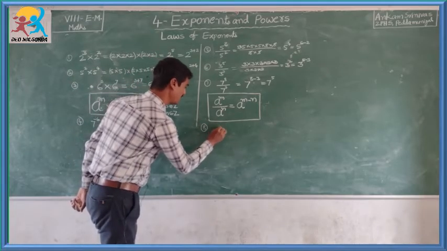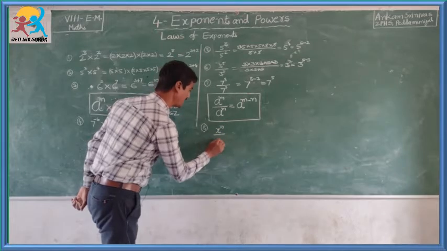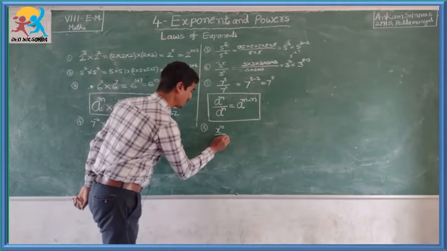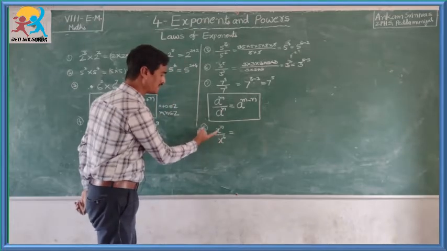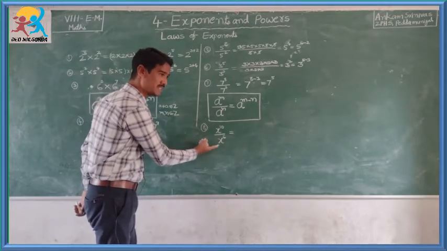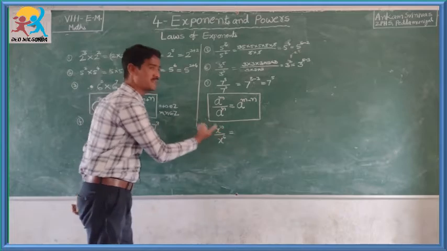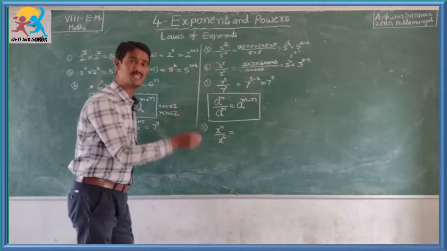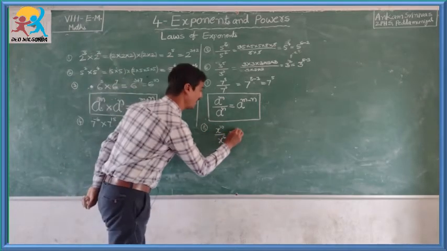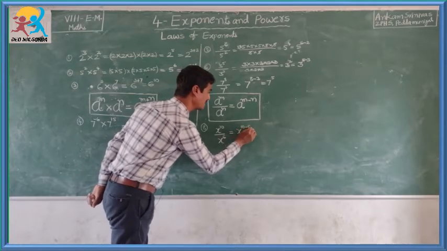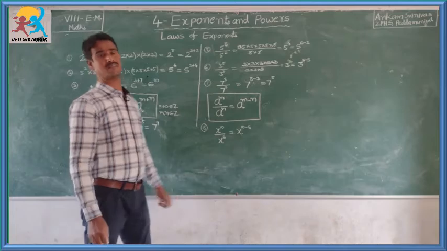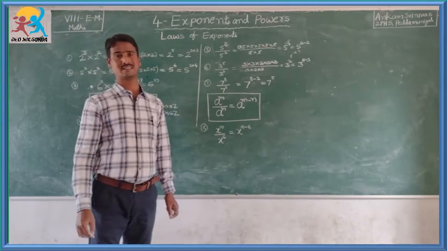So if I take another example, x power 10 by x power 6. What is the answer here? Two powers dividing with the same bases, exponents should be subtracted. So x power 10 minus 6.